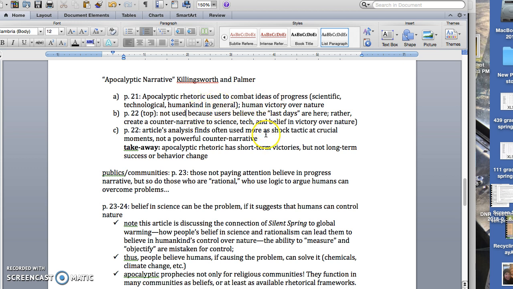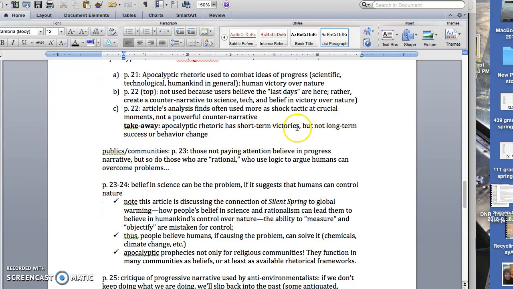Now, how effective is it? It depends on the historical moment, depends on the issue, all of these different things, right? The article's analysis, we're on C, finds it's often used more as a shock tactic at crucial moments, and it doesn't become a powerful counter-narrative. And this is going to be borne out in later research in the course as well, more psychological-based research. But even here we're seeing this apocalyptic rhetoric, basically fear, isn't all that useful for long-term change. And that's what I've jotted down here too. Short-term victories. We could even see Silent Spring as a short-term victory. It created a public or a discourse community, got people talking, but it wasn't going to solve the problem alone. So long-term success and behavior changes may require something other than apocalyptic rhetoric, maybe even something other than logic. But it did start the discussion, and that's maybe a good way to think of apocalyptic rhetoric.